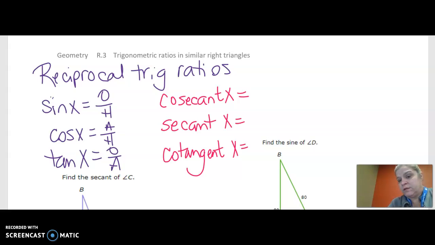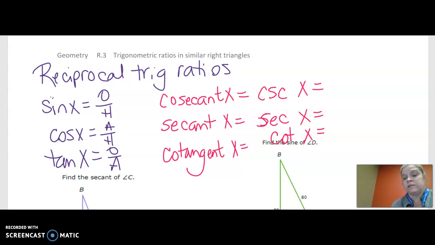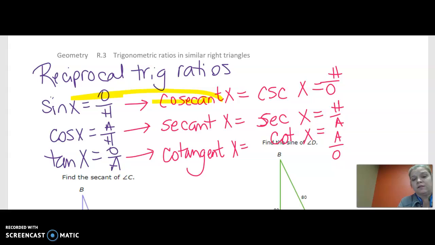The abbreviation for cosecant is CSC. The abbreviation for secant is SEC. And the abbreviation for cotangent is COT. And since these are reciprocal functions, the reciprocal of opposite over hypotenuse is hypotenuse over opposite. The reciprocal of adjacent over hypotenuse is hypotenuse over adjacent. The reciprocal of opposite over adjacent is adjacent over opposite. These are reciprocal functions to each other.